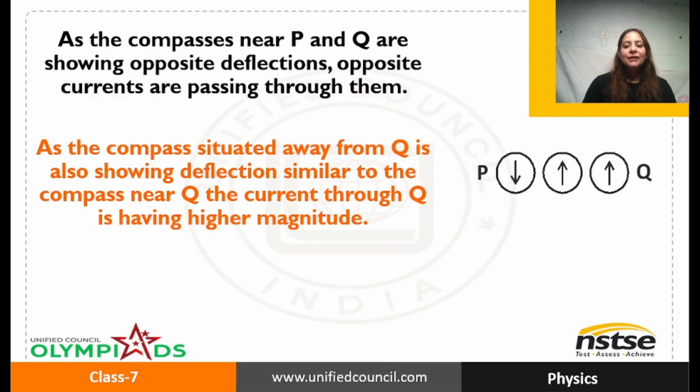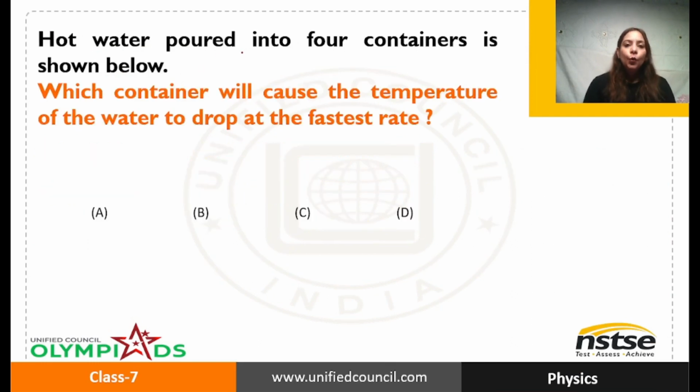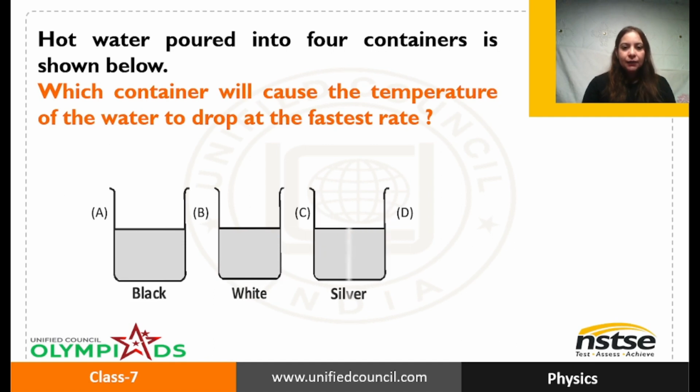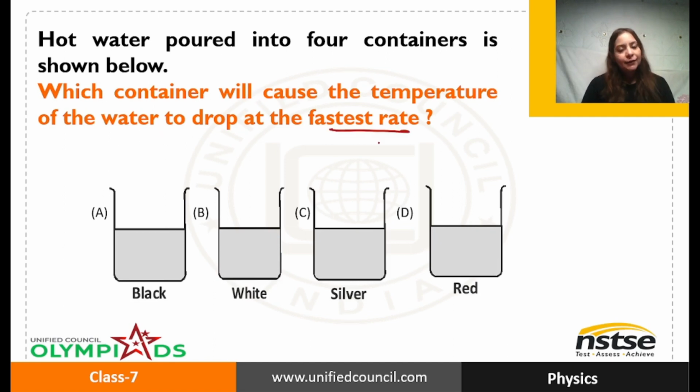Okay, next question says hot water poured into 4 containers is shown below. Hot water is poured into 4 containers: black container, white container, silver container, red container. Which container will cause the temperature of the water to drop at the fastest rate?